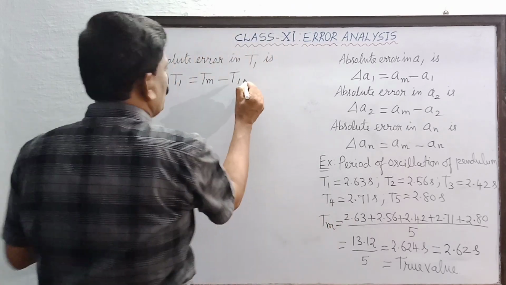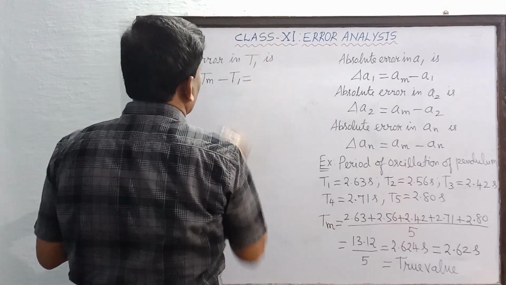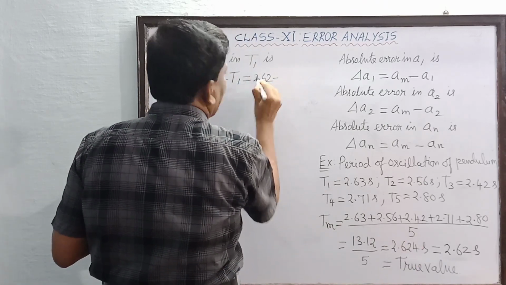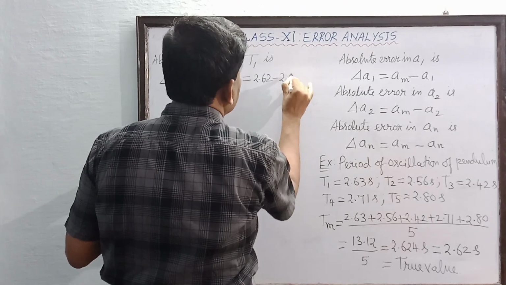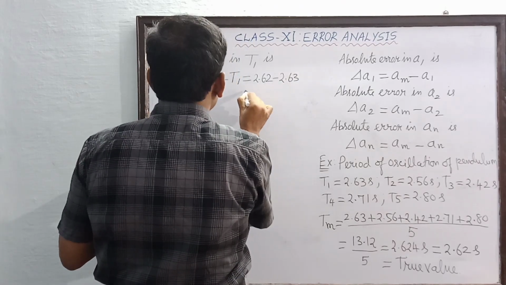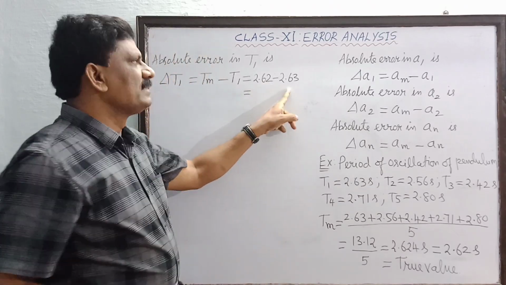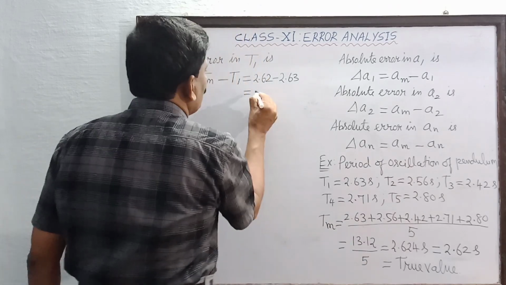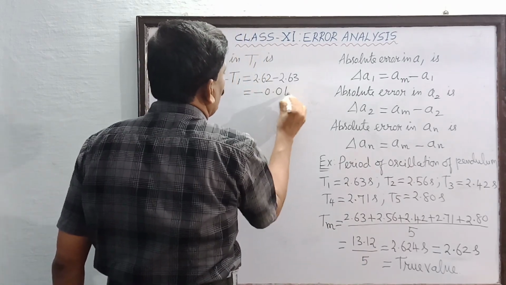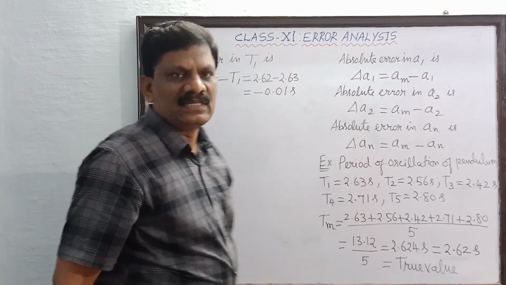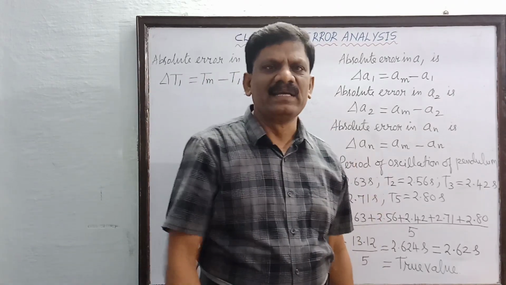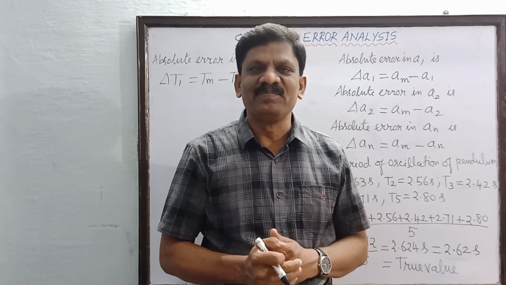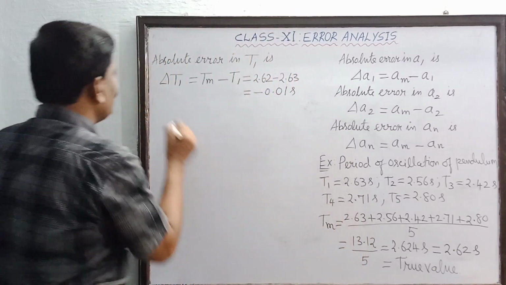So you can tell me now. This is now equal to T mean, which is 2.62, minus 2.63. So smaller number minus a greater number is coming, is it not? A smaller number minus a greater number is negative. So it is minus 0.01 second. Have you understood? Smaller number minus bigger number. This absolute error may be positive or it may be negative also. Is it not?